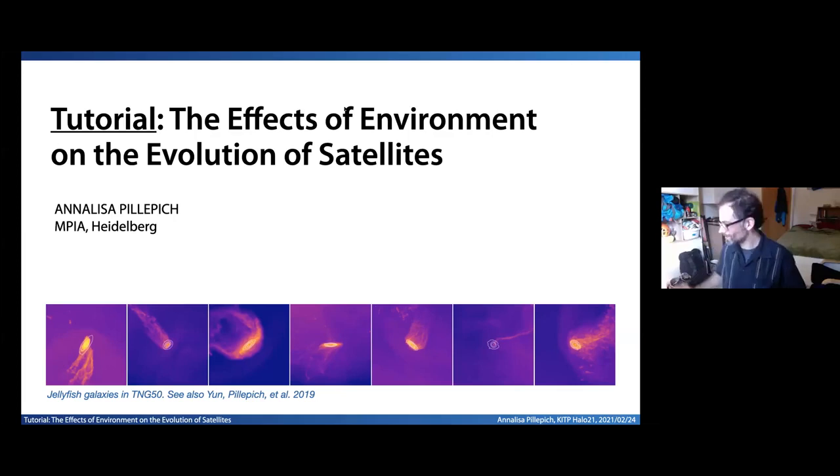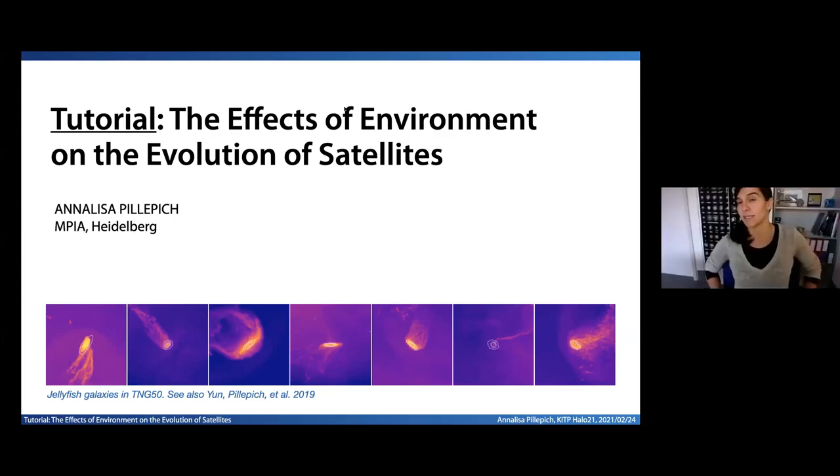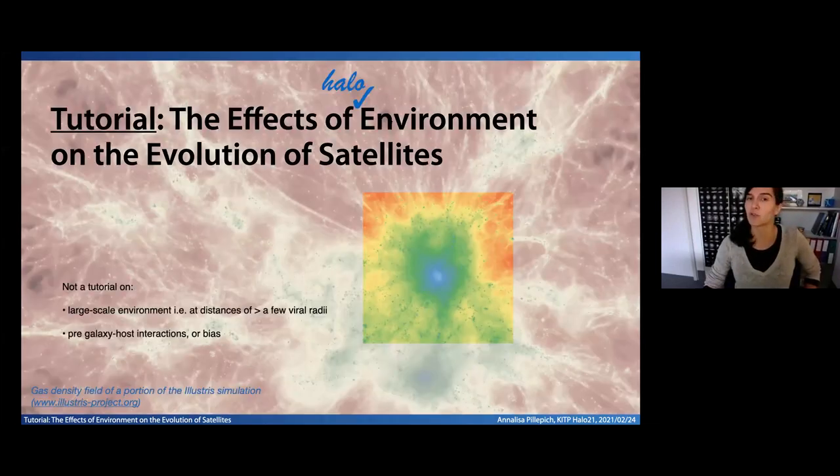So, hi everyone. Today we're going to talk about the effects of the environment on satellites, as the images at the bottom of the slides are meant to evoke. These are jellyfish galaxies from the TNG50 simulation. But this is going to be a tutorial about effects of halo environment. So we're going to focus on satellites as they fall and orbit in high density environments, like the ones that we typically find within, say, the virial radius of halos, of groups and clusters.